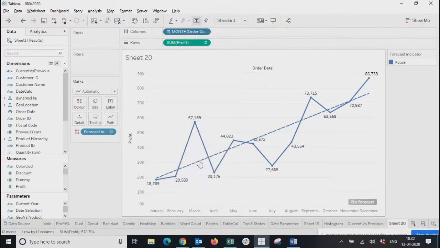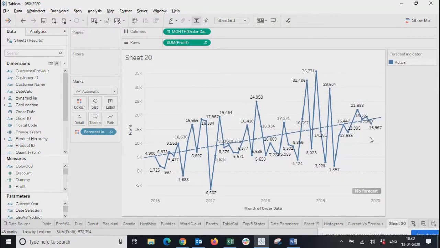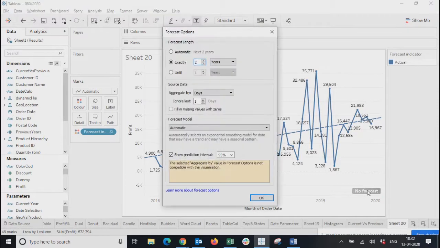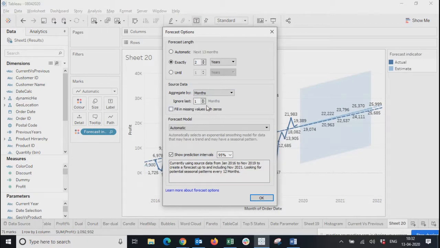So we'll go back to month and years. Need to change the forecasting. We'll say months. Fill in the missing values. If your values have 0, it will fill that. And over here, automatic, without seasonality, and custom. What is seasonality? You will get this keyword very frequently while doing forecasting or modeling. But what is seasonality?